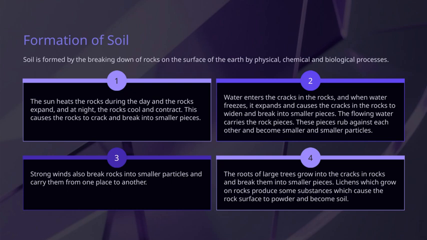These tiny organisms grow on rocks and produce substances that help turn the rock surface into powder, contributing to soil formation. All these processes, heating, cooling, wind erosion, water action, plant roots, and lichens, work together over time, transforming solid rocks into the soil that supports life on Earth.